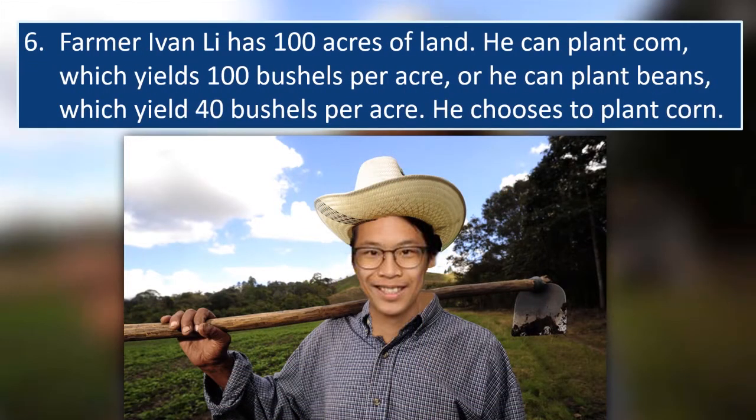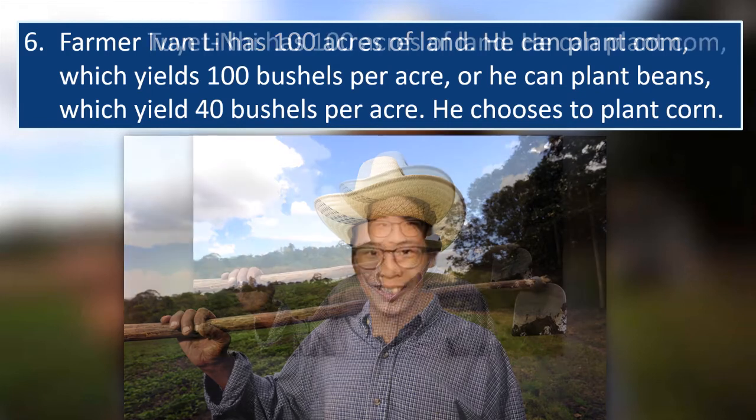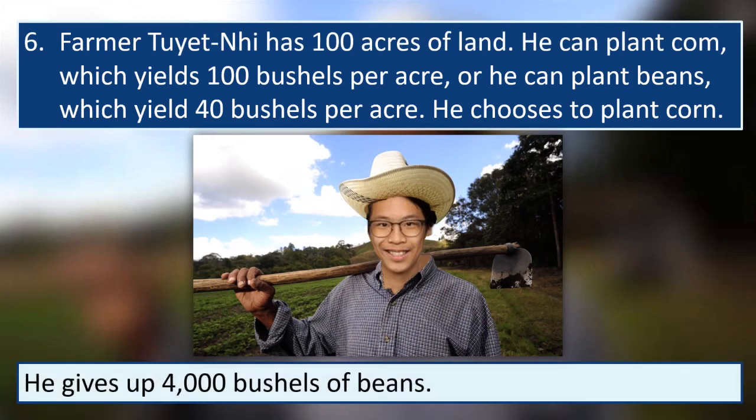Meanwhile, Farmer Ivan Lee has 100 acres of land. He can plant corn, which yields 100 bushels per acre, or he can plant beans, which yield 40 bushels per acre. He chooses to plant corn. What he gives up is 4,000 bushels of beans. And I hope you were that specific, because that's the sort of thing we're looking at. Don't just say, oh, he gives up beans. Well, we need specific numbers.